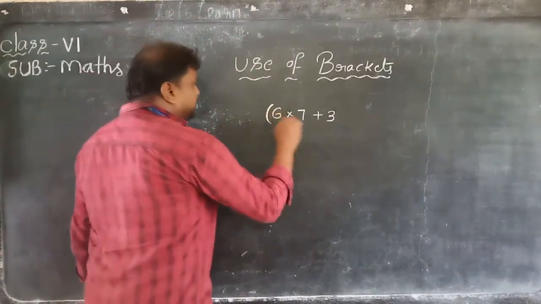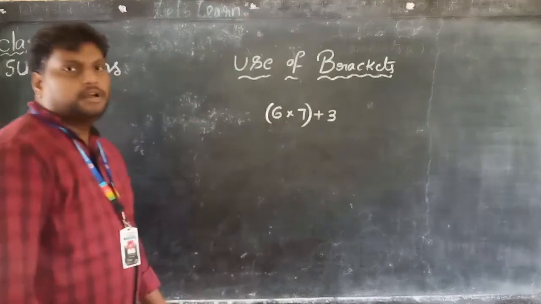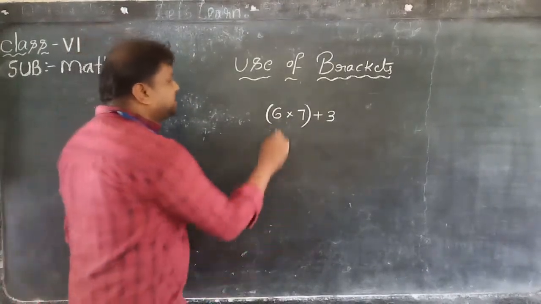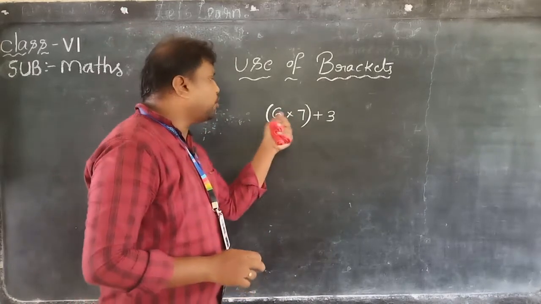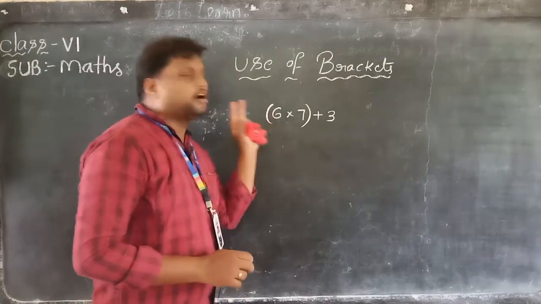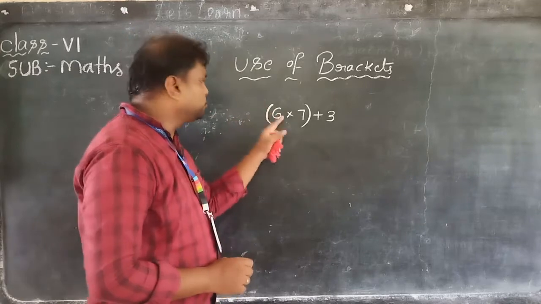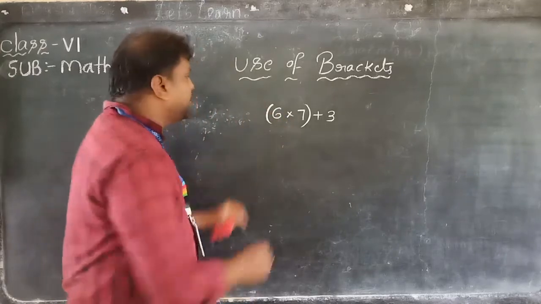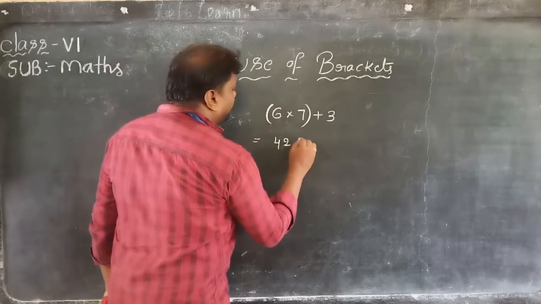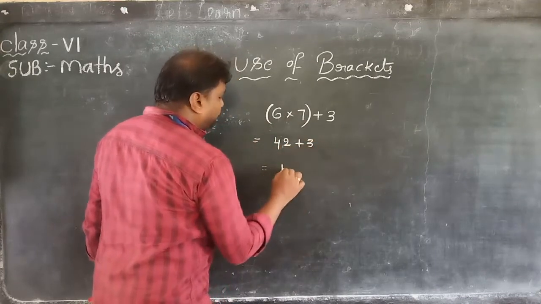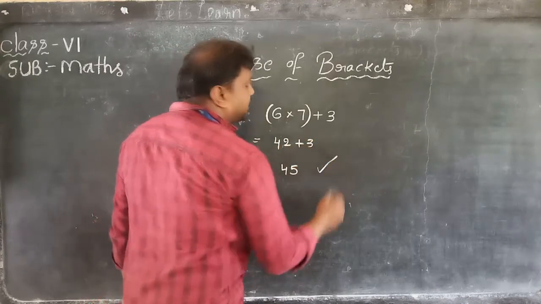First 6 into 7. I am using the bracket here. Then, see, when a bracket is there, you first have to perform that particular operation. First we solve that operation: 6 into 7, 6 7s are 42, plus 3 is equal to 45. This is the correct way.